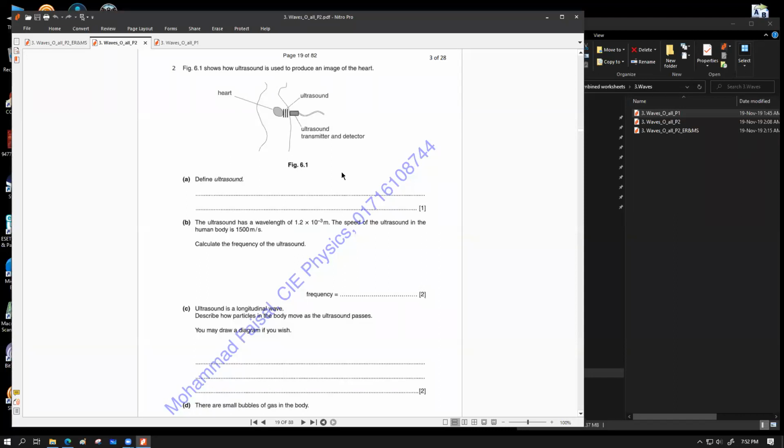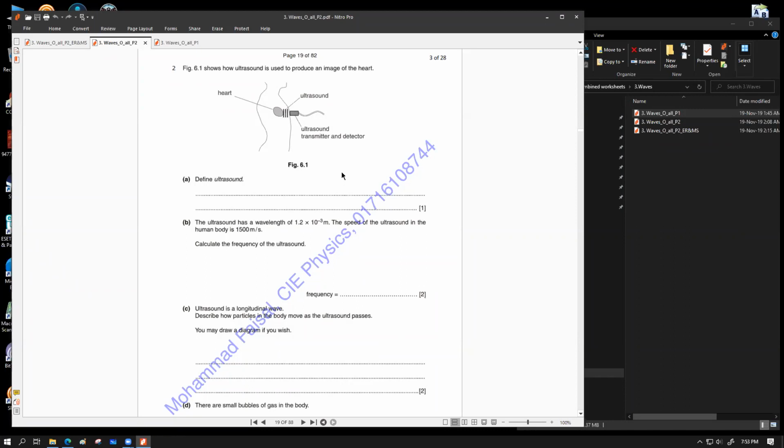Anyway, jokes apart, the figure shows that ultrasound is used to produce an image of the heart. Define ultrasound. The ultrasound has a wavelength of this much. The speed of ultrasound in the human body is this much. Calculate the frequency of the sound. So you have to use v equals f lambda. Ultrasound is a longitudinal wave. Describe how particles in the body move as the ultrasound passes. Draw a diagram if you wish.